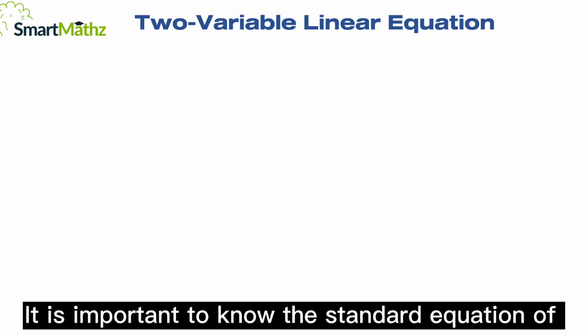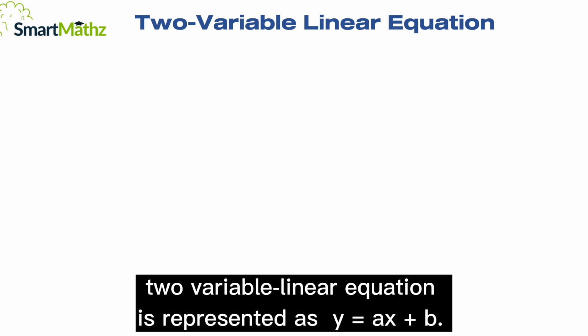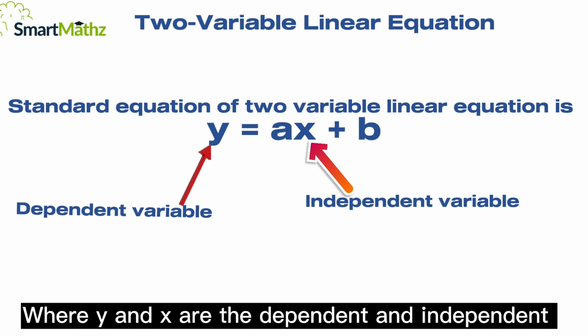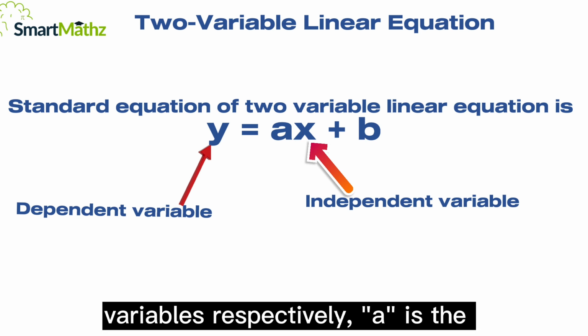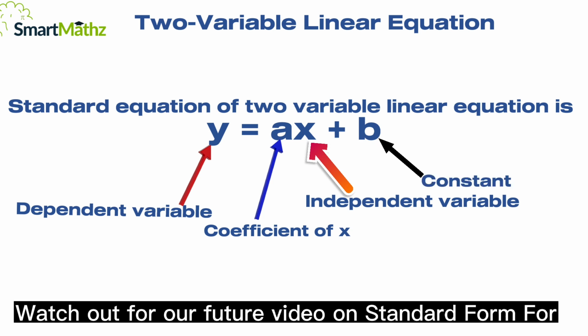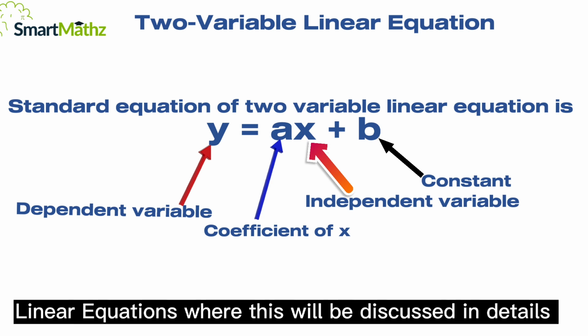It is important to know the standard equation of a two-variable linear equation is represented as y = ax + b, where y and x are the dependent and independent variables respectively. a is the coefficient of the x variable, and b is a constant. Watch out for our future video on standard form for linear equations, where this will be discussed in detail.